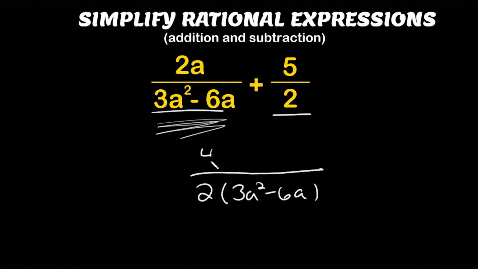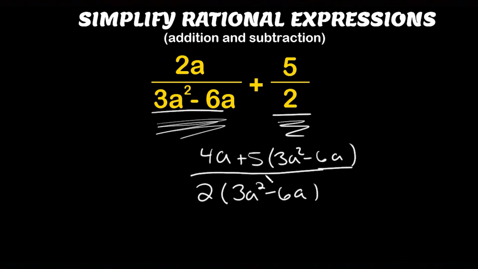I get 4a. And then again, you can say to yourself, what did I multiply this one by to get this common denominator down here? Well, I multiplied by 3a squared minus 6a. Or in other words, you're going to be multiplying it by 5 or cross multiplying it. You can look at it like that. So when you rewrite it, it's going to be plus 5 times 3a squared minus 6a. Okay, just like that.